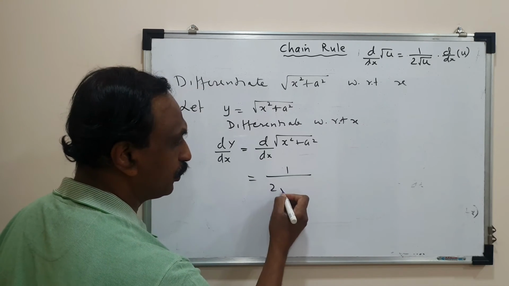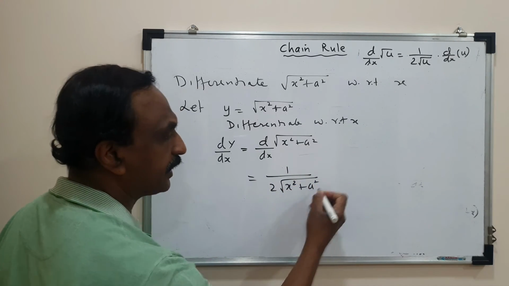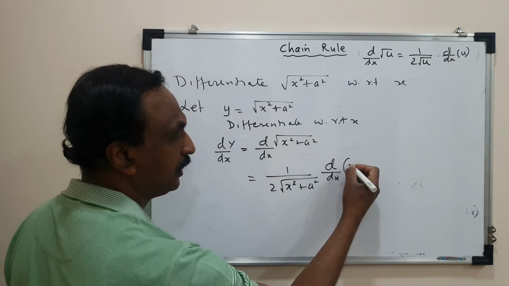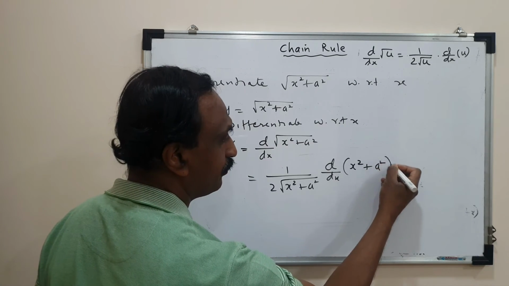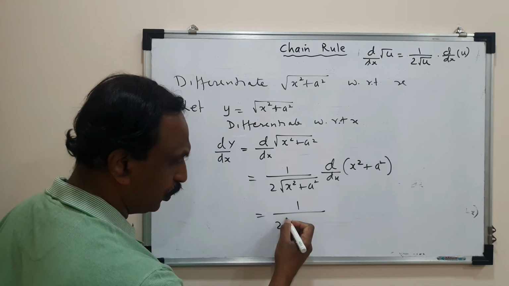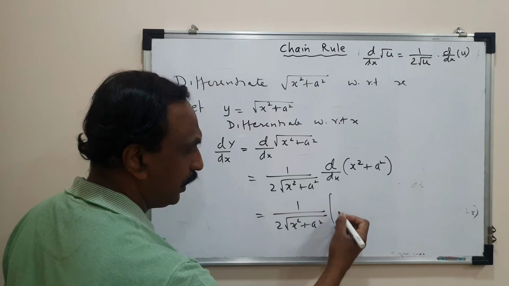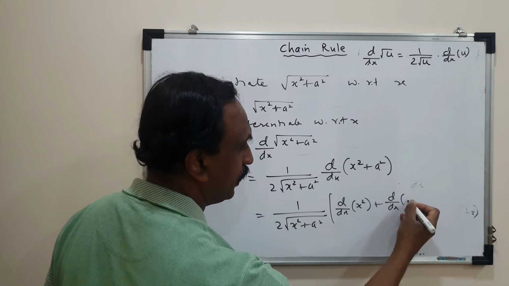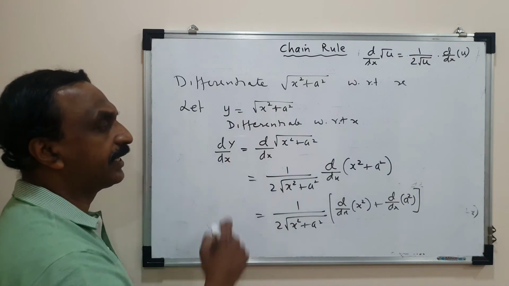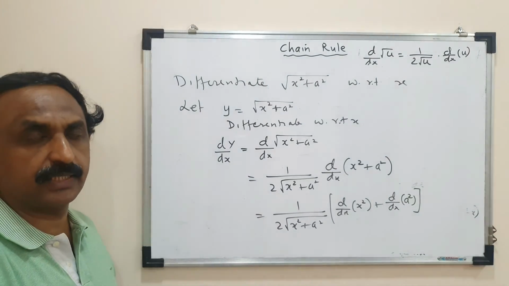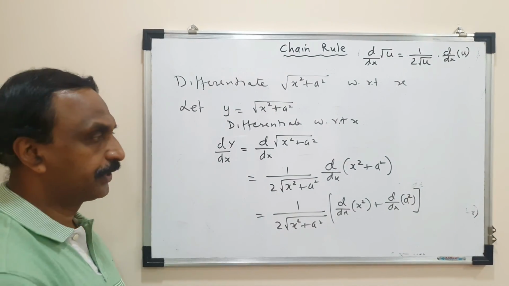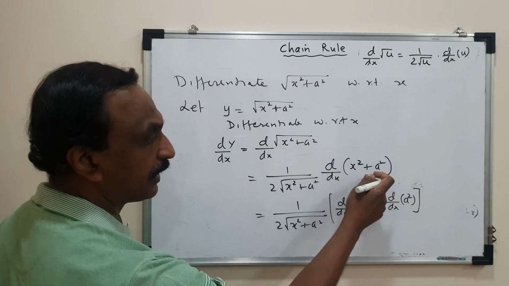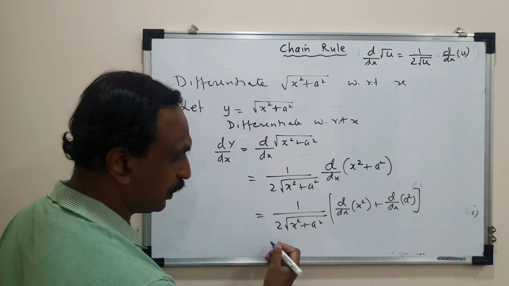So 1 by 2 root of x square plus a square into d by dx of the base. What is the base here? X square plus a square. Now that is 1 by 2 root x square plus a square into derivative of x square plus derivative of a square. Now remember, whenever I give you a function in x, whatever the alphabets given other than x are all constants. So here a square is a constant. Otherwise they should give us a is a function of x. If nothing is given, a square is a constant, so derivative will be 0 here.